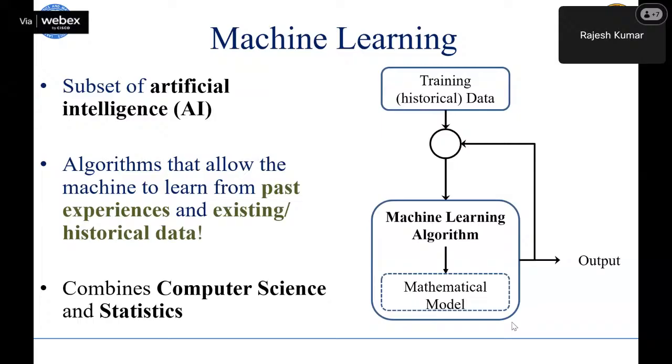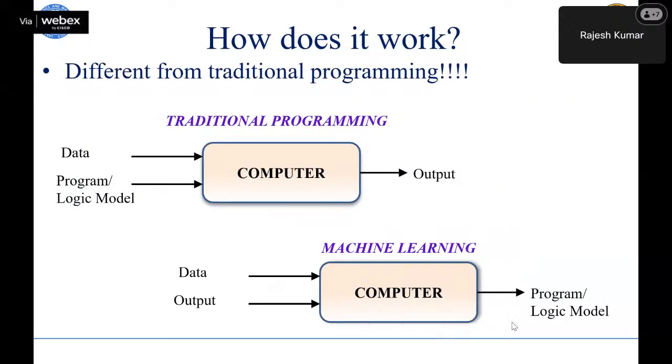So in machine learning, what will we do? This is a major difference. This slide is important: what is the difference from programming? In traditional programming, we give data, we give a program, and the computer gives an output. And in machine learning, we give data and the output, and we ask the computer to produce the program.